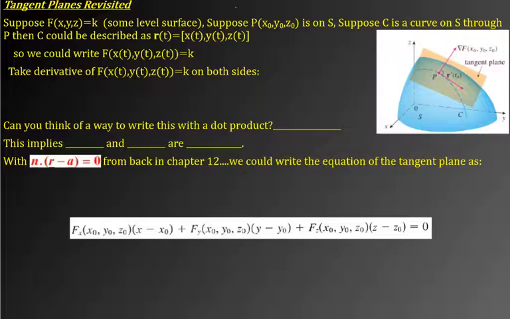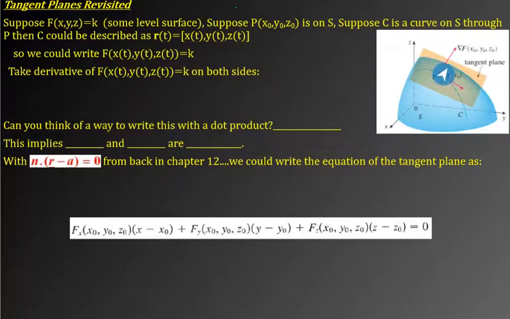So this will seem kind of odd today because we're going back in time and looking at tangent planes again. But with the notion of the gradient, we can actually do it much better this time. So let's just say we have some level surface, like f of x, y, z equals k. And there's a point P on this surface S. And C is just some curve through S, and it goes through P.